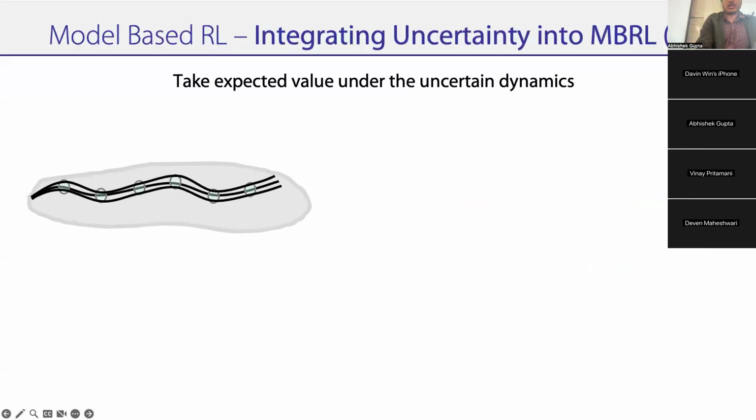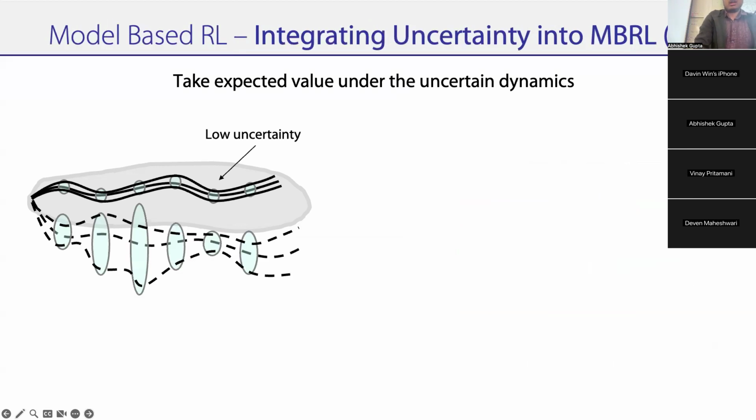And what we do with that uncertainty then is that instead of taking the expected rewards when planning under your current model, you take it under your uncertain dynamics, right? So you try to avoid things with high uncertainty. You tend towards staying in regions which have low uncertainty, and you avoid these high uncertainty regions. You want to stay in these regions that have low uncertainty. And you can do that in different ways.